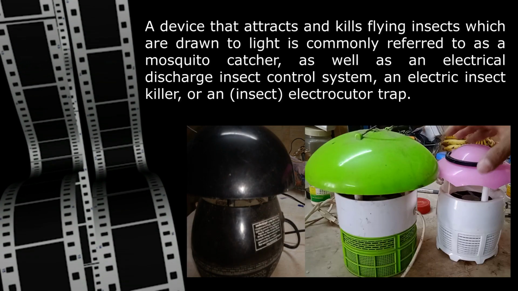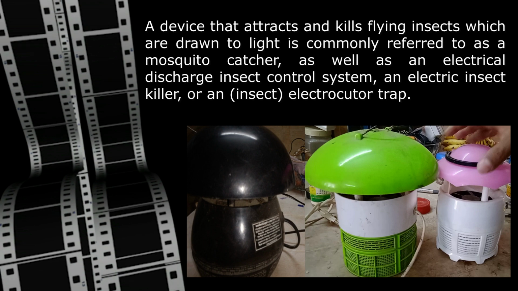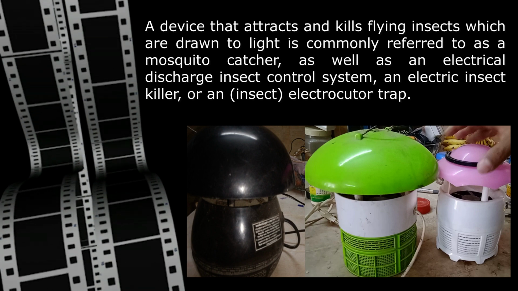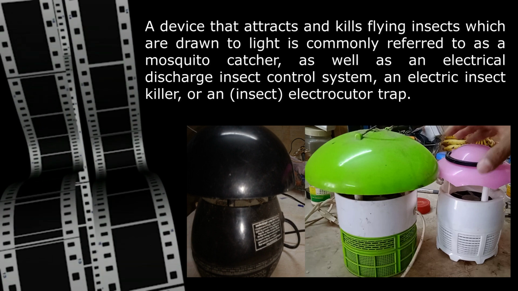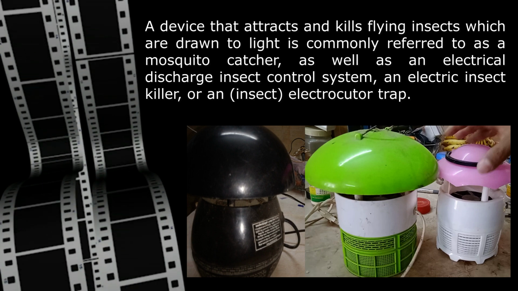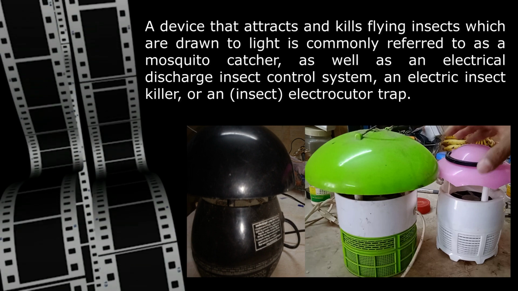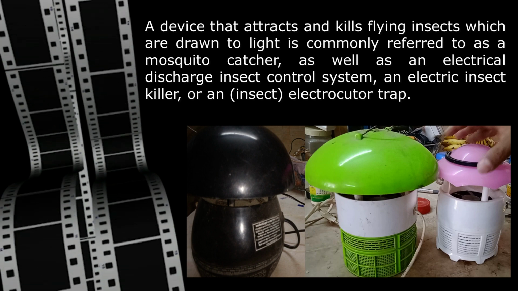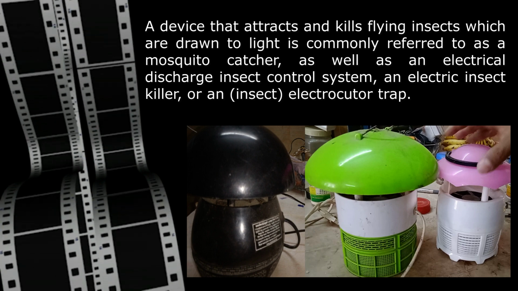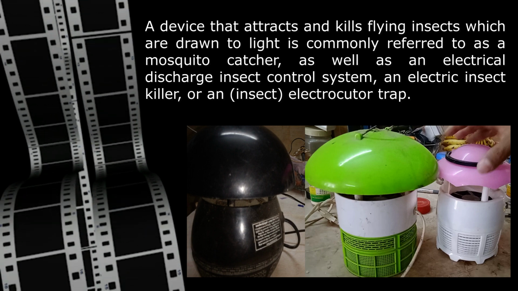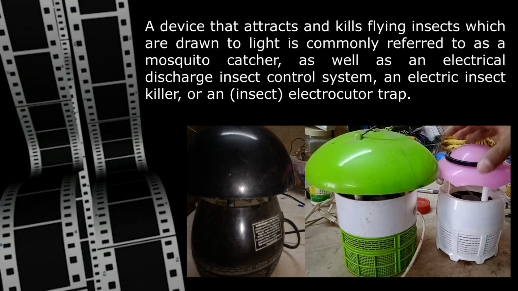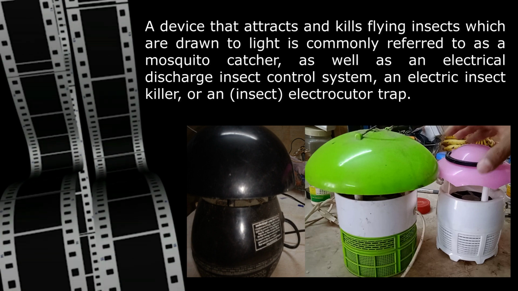A device that attracts and kills flying insects which are drawn to light is commonly referred to as a mosquito catcher, as well as an electrical discharge insect control system, an electrical insect killer, or an insect electrolytor tag. Now we will see about three different types of mosquito catchers.